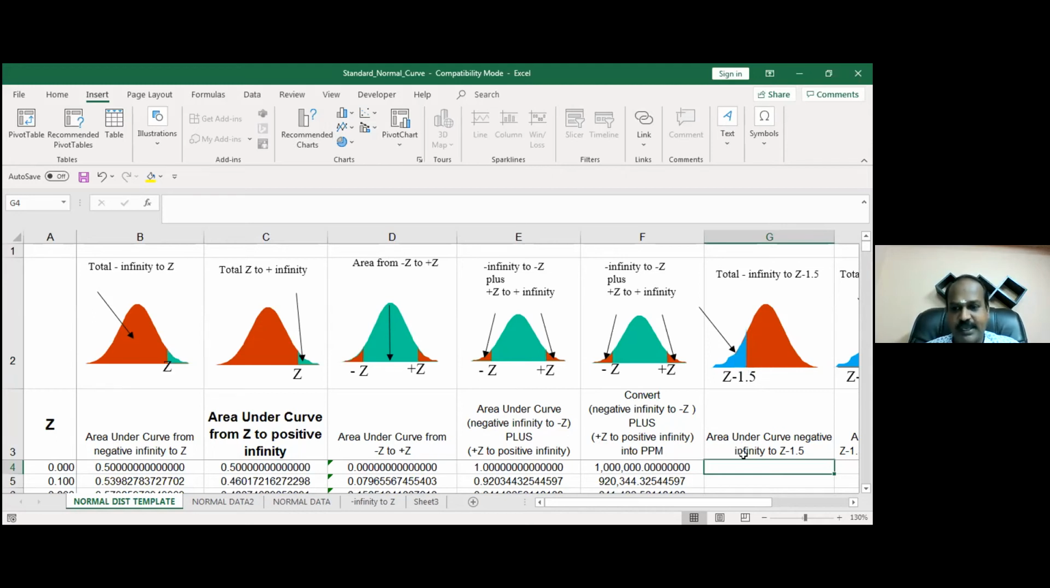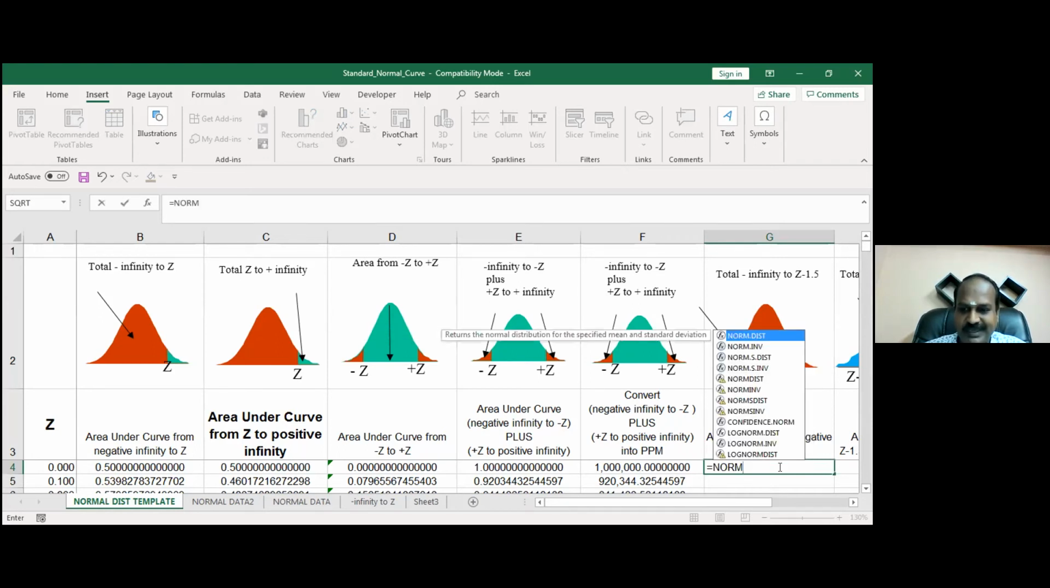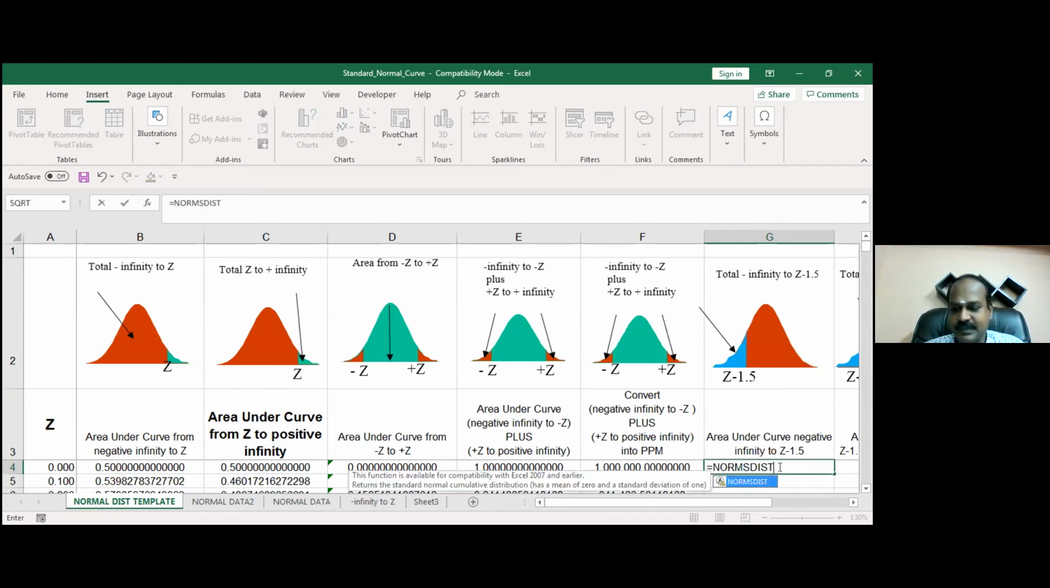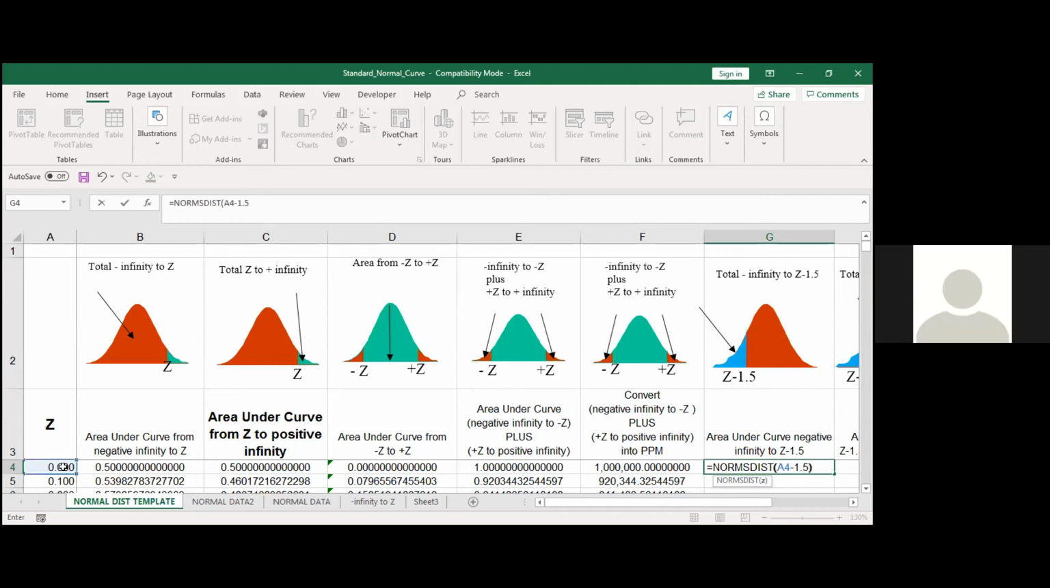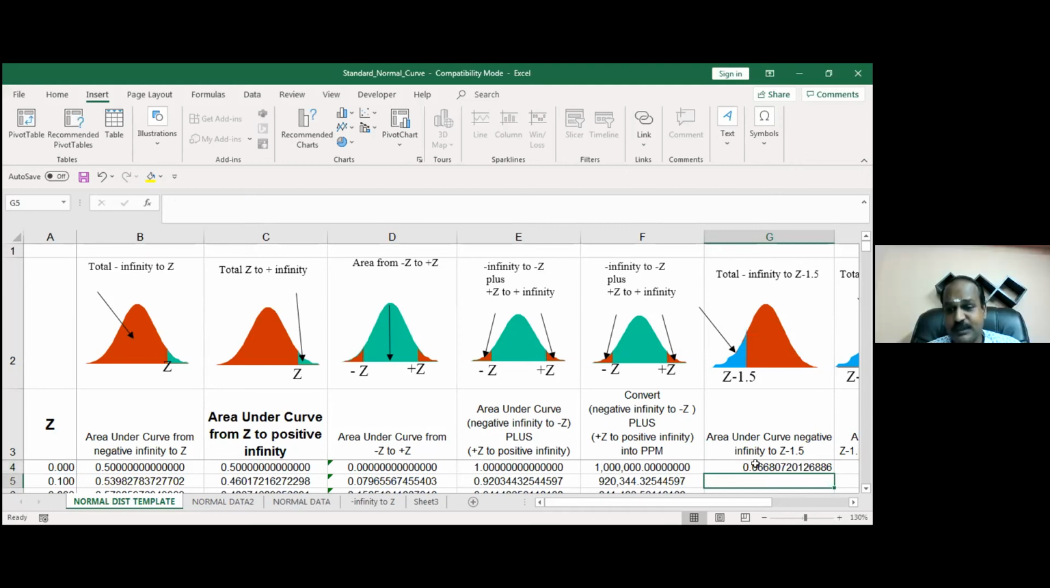Now the blue color area in this column G can be obtained using the same formula. What is the formula? NORM.S.DIST, open the bracket. Original judge score is how much? 0. But what is the shift? Minus 1.5. Entered. Now the area is reduced to 6%. Earlier the area was 50%. When the judge shifts by 1.5, 50% has become 6%.